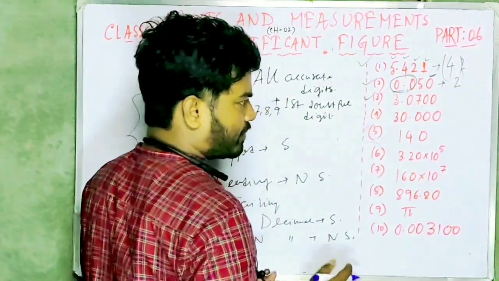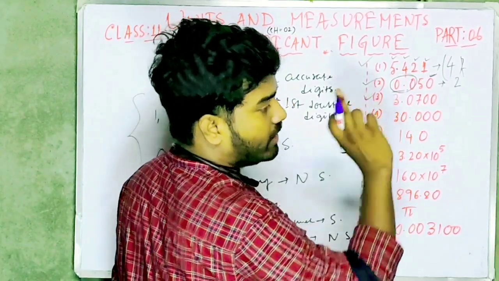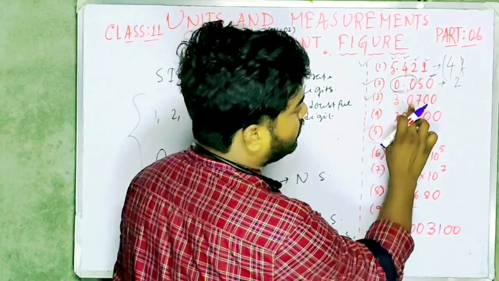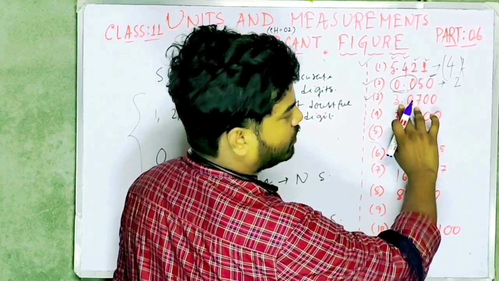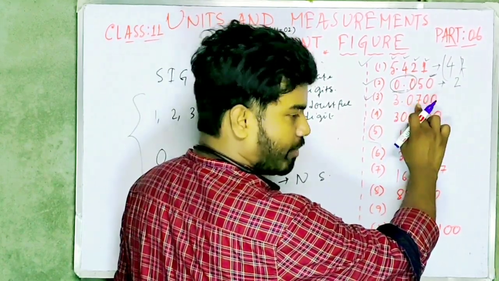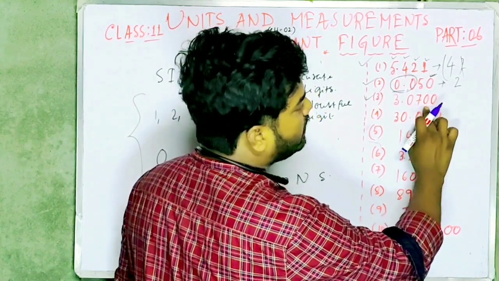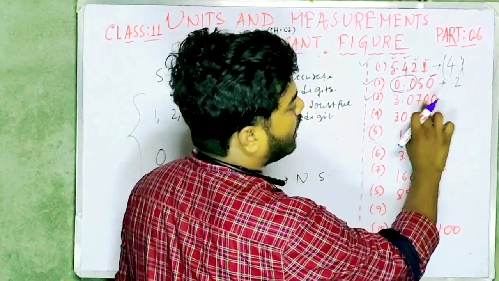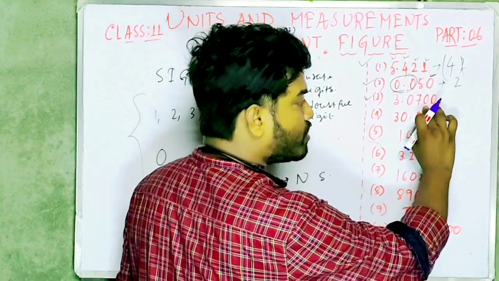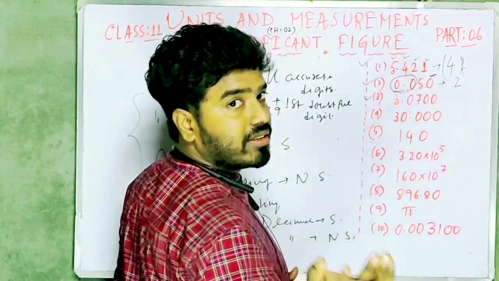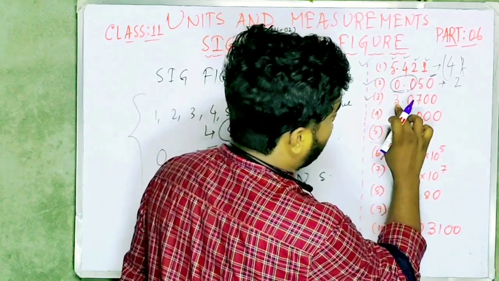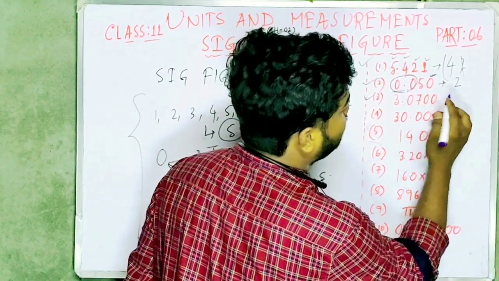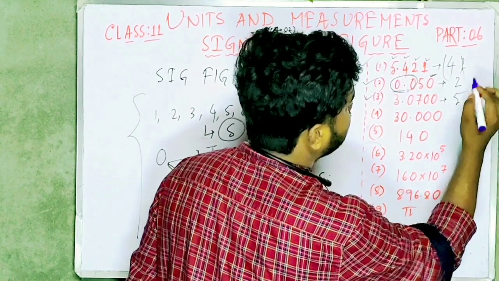Third, 3, that is non-zero, significant. 0 which is between 3 and 7, so this 0 is significant. 7 also significant, non-zero. And these two zeros are after the decimal point. So these two zeros, significant or not? Obviously significant. That is 1, 2, 3, 4, 5. The significant figure is 5.